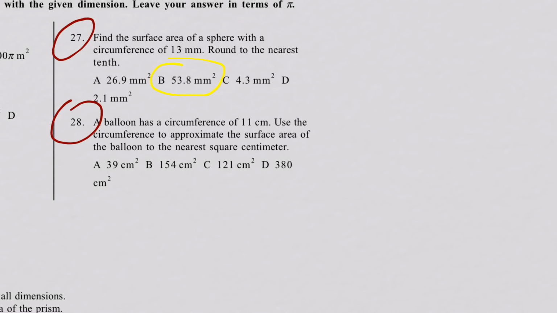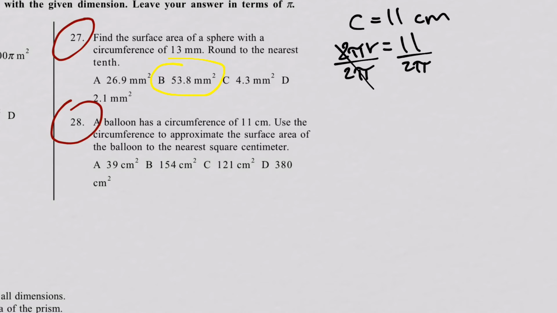Okay, now let's look at 28. It's the same idea. A balloon has a circumference of 11 centimeters. So once again, they gave me the circumference. Use the circumference to approximate the surface area of the balloon to the nearest square centimeter. So I need to find the surface area, which is 4 pi r squared. Once again, what I'm going to do is use the formula for the circumference, 2 pi r, set it equal to what they gave me, and solve for r. Divide by 2 pi. Cancels. So r is equal to 11 divided by 2 pi.